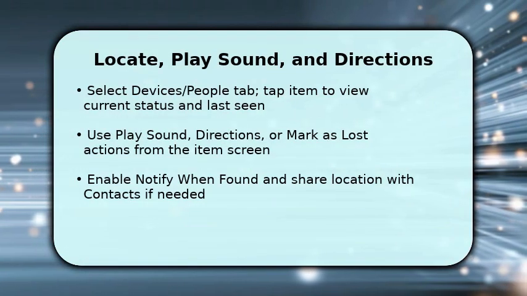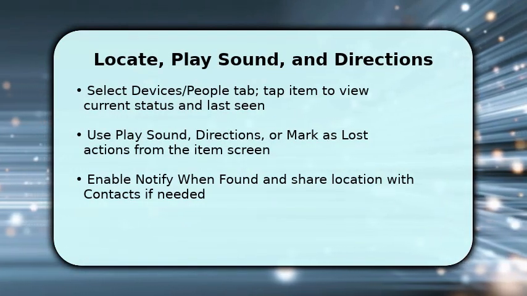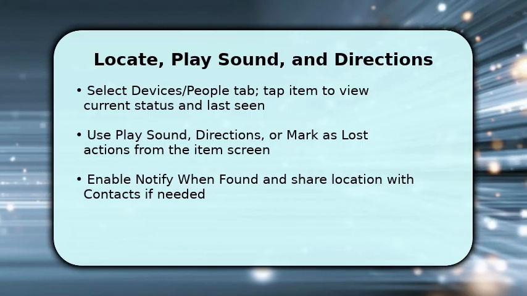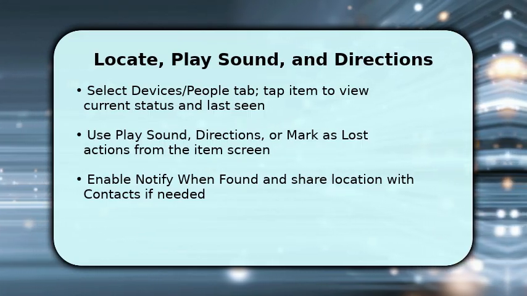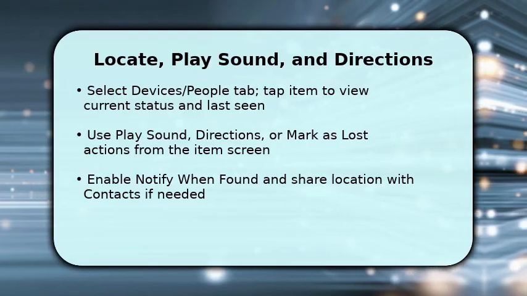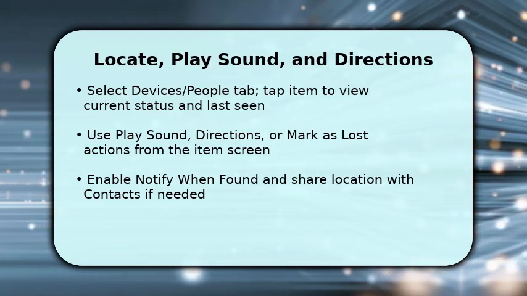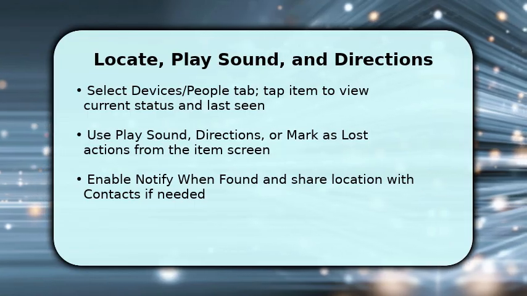Now you act. Tap the device or person entry to see a live map and last seen time. This tells you why the location matters right now. Tap play sound to find nearby items quickly or choose directions to open maps for turn-by-turn routing.